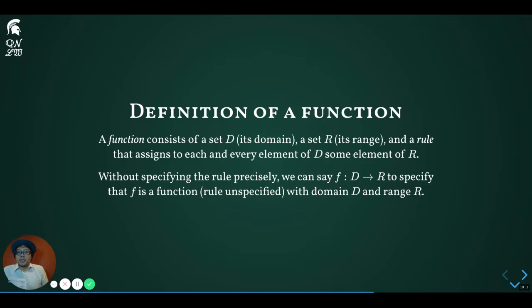First, the definition. A function consists of three things: its domain D, its range R, and the rule that assigns each element of D to some element of R. Without specifying the assignment rule precisely, we can say f maps D to R to specify that f is a function with some unknown rule with domain D and range R.